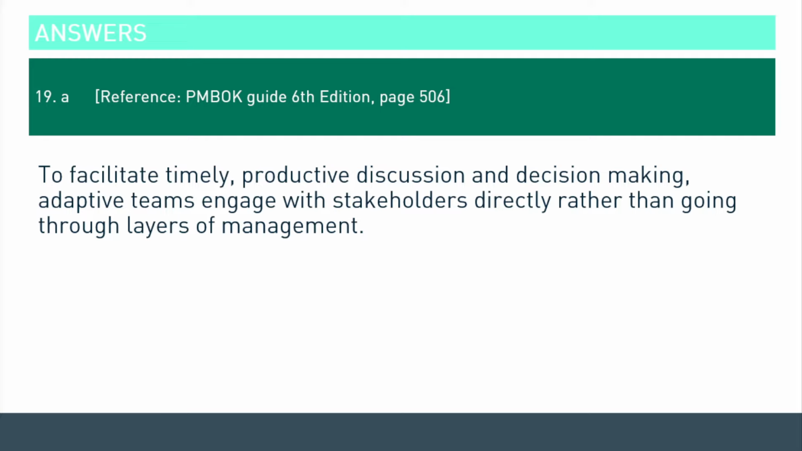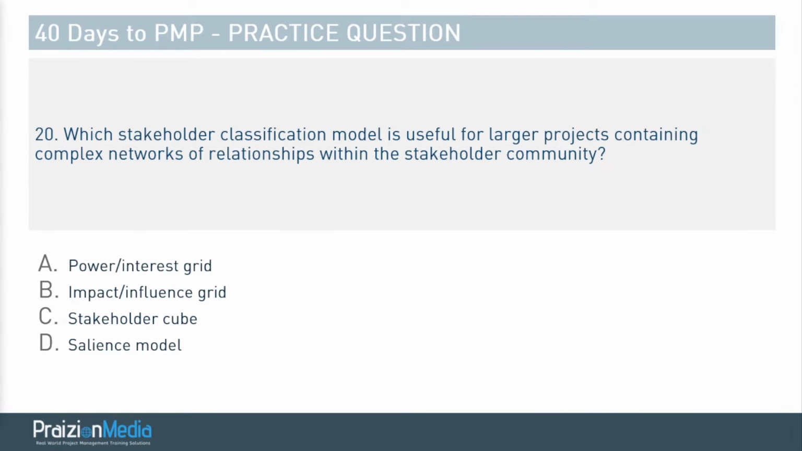One more question before we move into some content. Which stakeholder classification model is useful for larger projects containing complex networks of relationships with the stakeholder community? Is it the power interest grid, influence impact grid, stakeholder cube, or salience model?